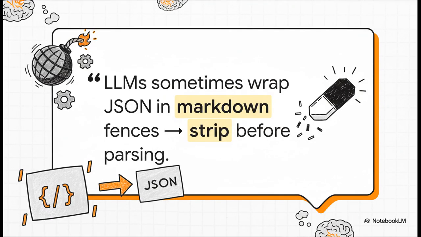Let's just zoom in on that first landmine for a second because it's such a classic. You ask for JSON, you get JSON, but it's inside a markdown block. And if you try to parse that directly, your code is going to crash every single time. The solution is simple, but it's essential. You have to programmatically strip those fences before you even try to parse the JSON.